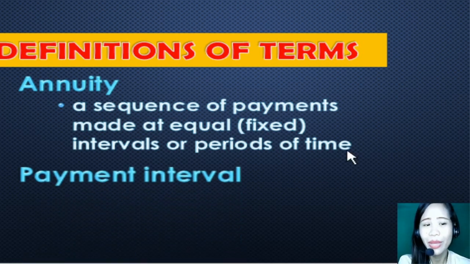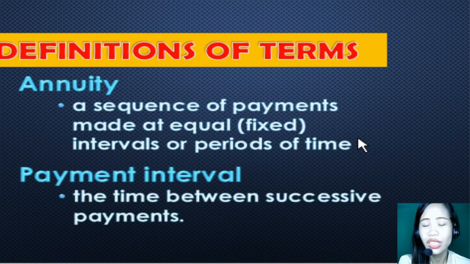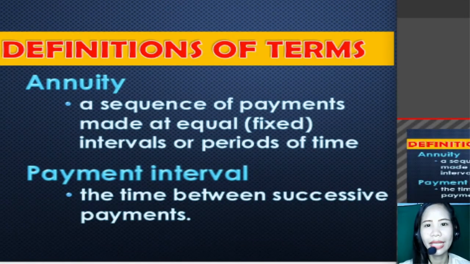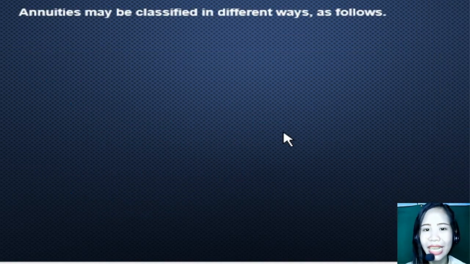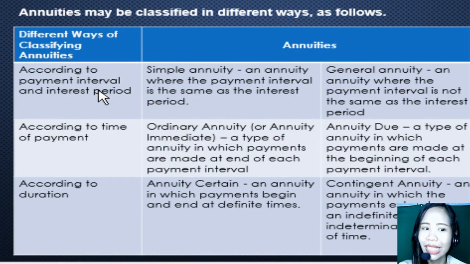Now, if we say payment interval, it's just the time between successive payments. As what I shared with you a while ago, the payment interval is 3 months. So you will pay the same amount in every payment interval. Actually, annuities may be classified in different ways. If it's according to payment interval and interest period, it can be classified as either simple annuity or general annuity.